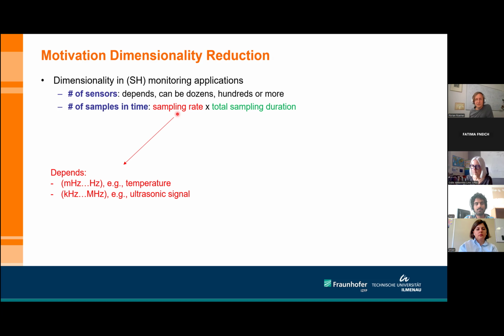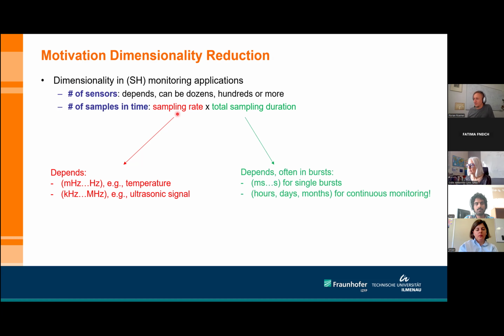It could be kilohertz, it could be megahertz if we're talking seismics or even ultrasonics. So depending on the material, in concrete, we would be maybe still in the kilohertz. But if we're talking composites or maybe even steel, then we're actually talking megahertz. And yeah, the sampling duration, as I just said, again, it depends a lot, of course.